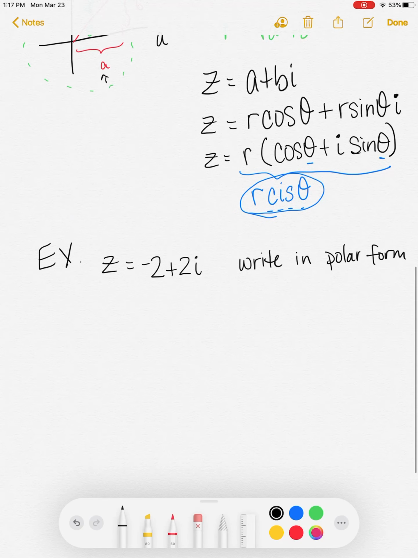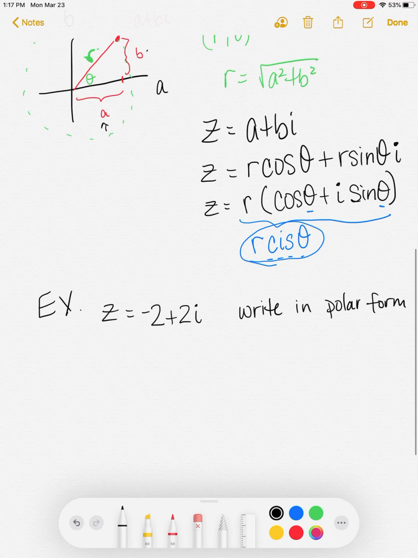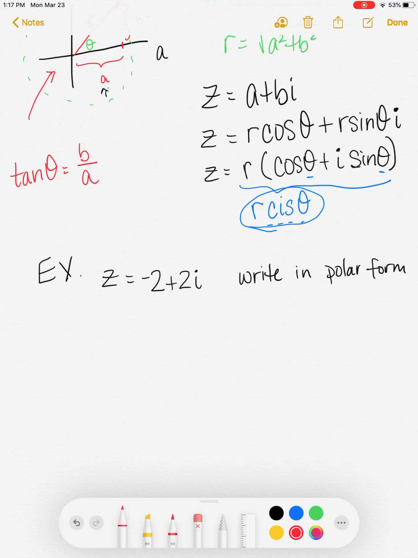Well, another thing that we're going to need to know, coming from the beginning of this chapter, do you remember that we talked about the tan? The tan of theta. Let's look at this triangle right up here. The tan of theta is opposite over adjacent. So opposite is B and adjacent is A. So the tan of theta can be written as B over A. So that's important to note because we're going to have to find that theta.